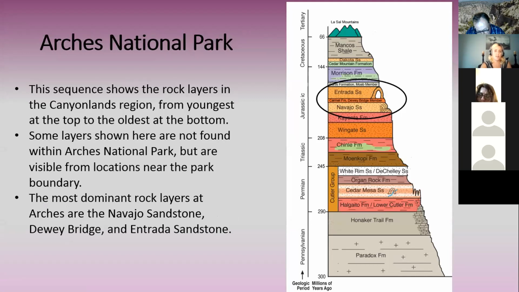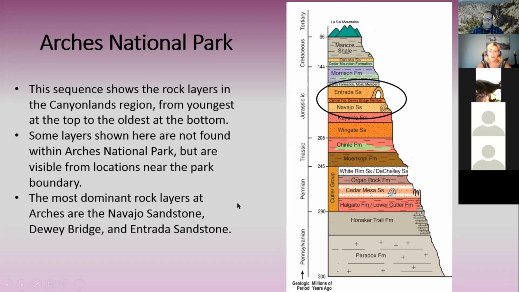Next, I'm going to move on to Arches. There is approximately 300 million years of geological history we could cover, but I won't do that to you. So what we're seeing here is actually the stratigraphy that you would find in Canyonlands. Principle of superposition, youngest at the top, oldest at the bottom. The formations you're going to see in Arches are going to be these three here: the Navajo sandstone, the Dewey Bridge, and the Entrada sandstone.